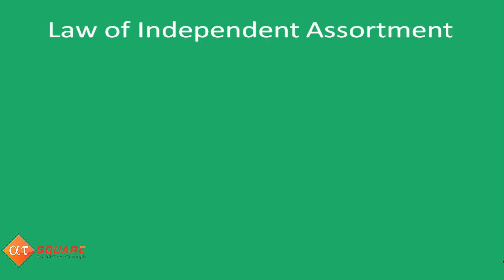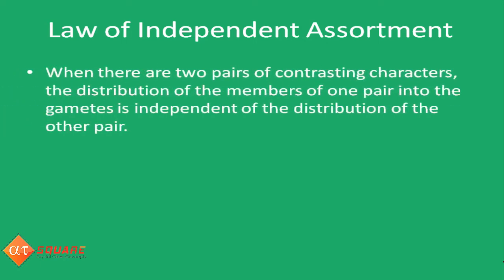And now we will discuss the third law, that is the law of independent assortment. The law states that when there are two pairs of contrasting characters, the distribution of the members of one pair into the gametes is independent of the distribution of the other pair.